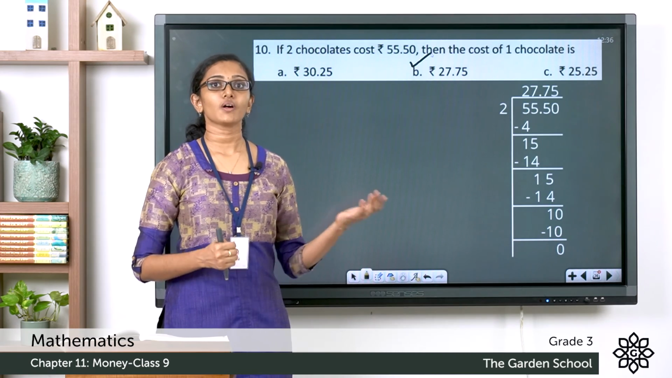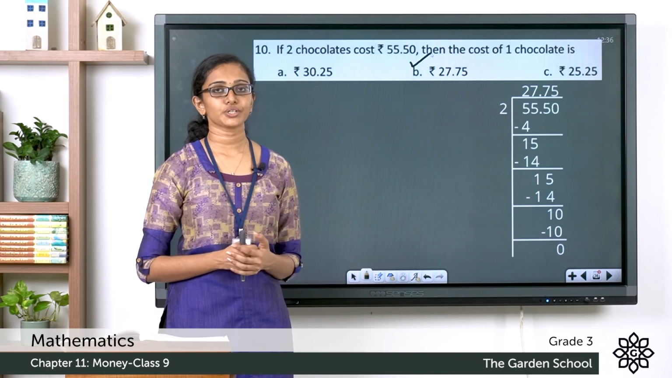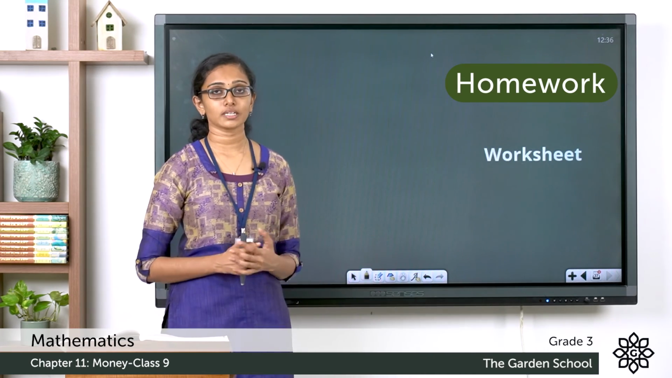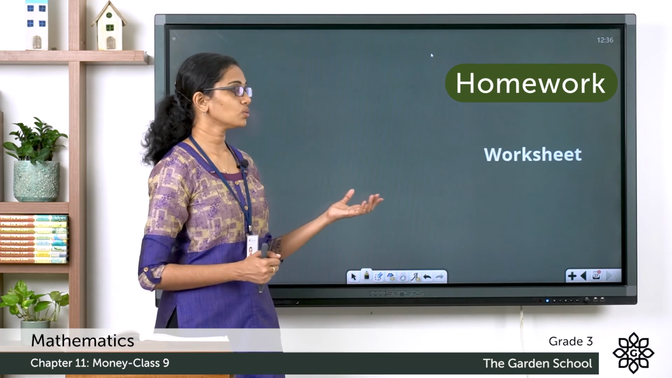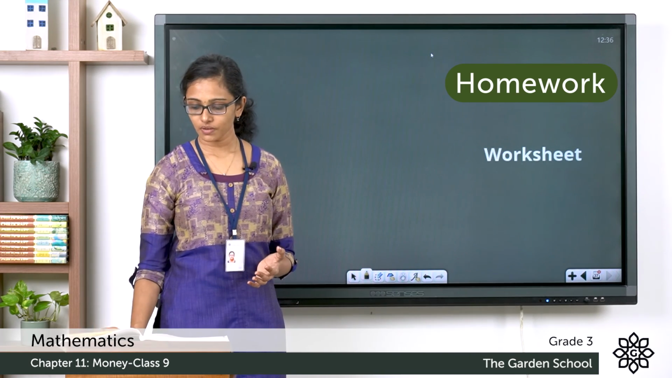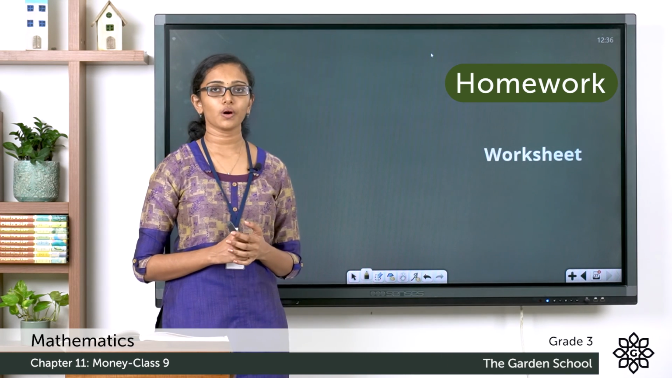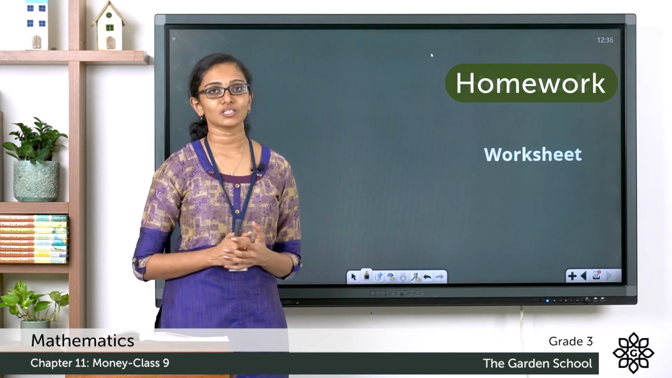So children, I hope all the questions we did today are clear to you. Now go through all the concepts once again and also all the exercises we did once again. Then you have to do a worksheet as homework. This is from page number 162 of your textbook. So once you are done with the worksheet, you can take a picture and send it to us through Teams.